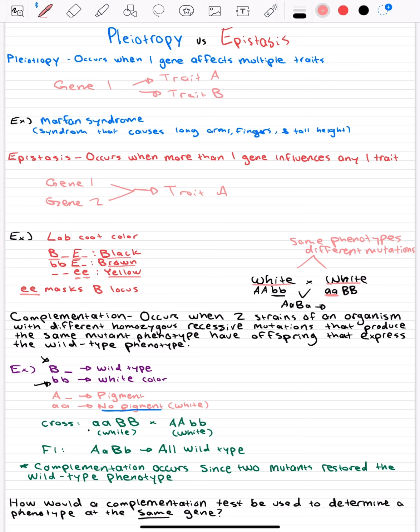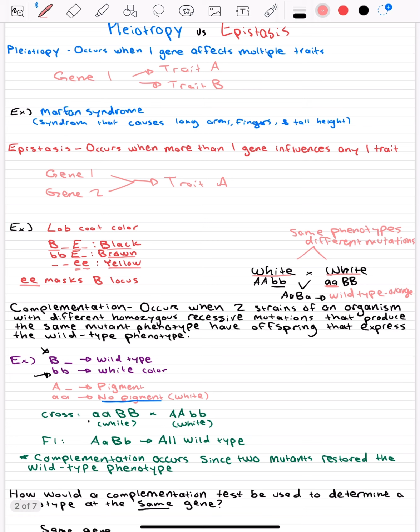Now, if we were to cross both of these individuals, they would become heterozygous at each of the loci, meaning that the original or the wild type gene or the wild type phenotype would be expressed. Let's say the wild type was orange. So what happens then is complementation. What's complementation? Complementation occurs when two strains of an organism with different homozygous recessive mutations that produce the same mutant phenotype have offspring that express the wild type phenotype.